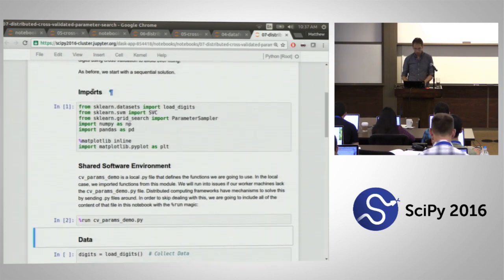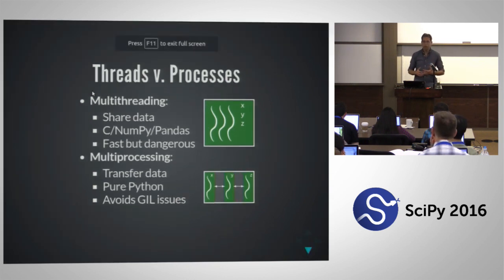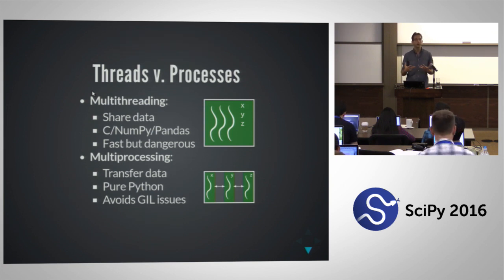Okay, so let's actually go to some slides for a moment. So distributed computing is complex. Parallel computing generally is complex. In parallel computing, lots of bad things can happen, and we run into lots of those bad things. Distributed computing is even worse.